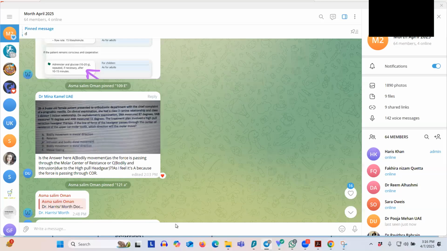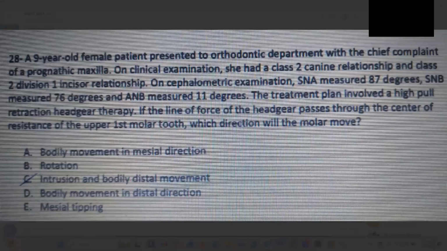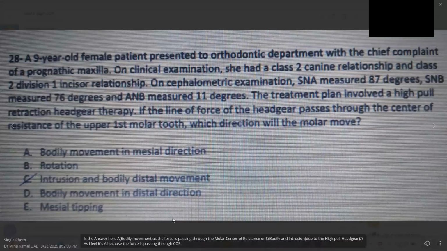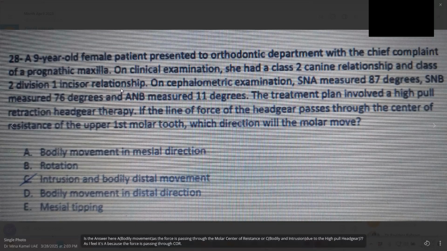A 9-year-old female patient presented to the orthodontic department with a chief complaint of prognathic maxilla. On clinical examination, she had a class 2 canine relationship and class 2 division 1 incisor relationship. On cephalometric examination, SNA measured 87, SNB measured 76, and ANB measured 11 degrees. The treatment plan involved high-pull headgear. If the line of force of the headgear passes through the center of resistance of the upper first molar, in which direction will the molar move? Distal, intrusion, bodily distal movement. Yes, C.